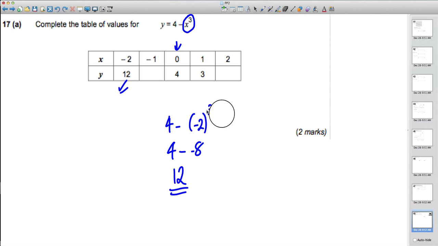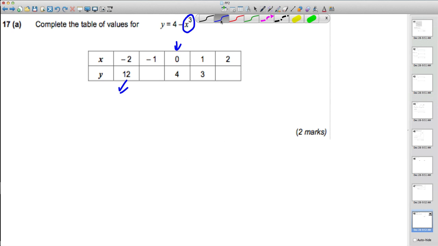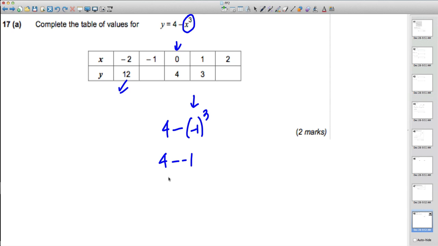So let's do the same very carefully with negative 1. We're doing 4 subtract negative 1 cubed. Very important you substitute into brackets. Negative 1 cubed is negative 1 times negative 1 times negative 1, which is negative 1. So 4 subtract negative 1, which is 4 plus 1, which will be 5. And let's do it with 2. 4 subtract 2 cubed. Well, 2 cubed is 8, so 4 subtract 8, which is negative 4. And they are your answers for 17 part A.